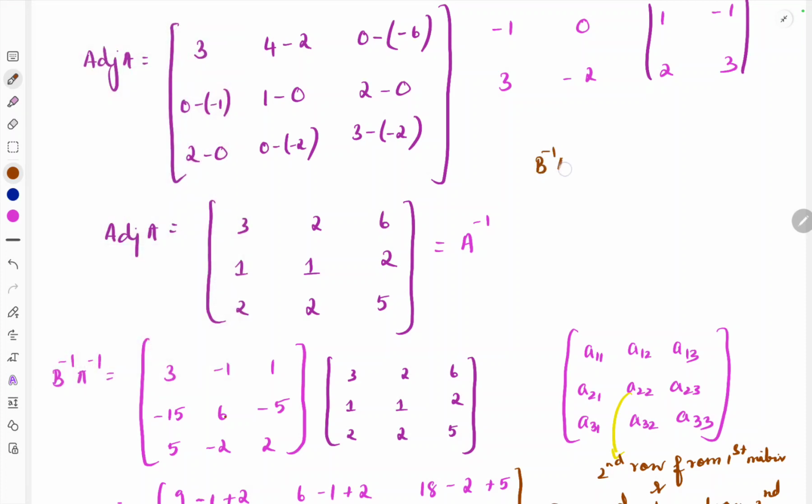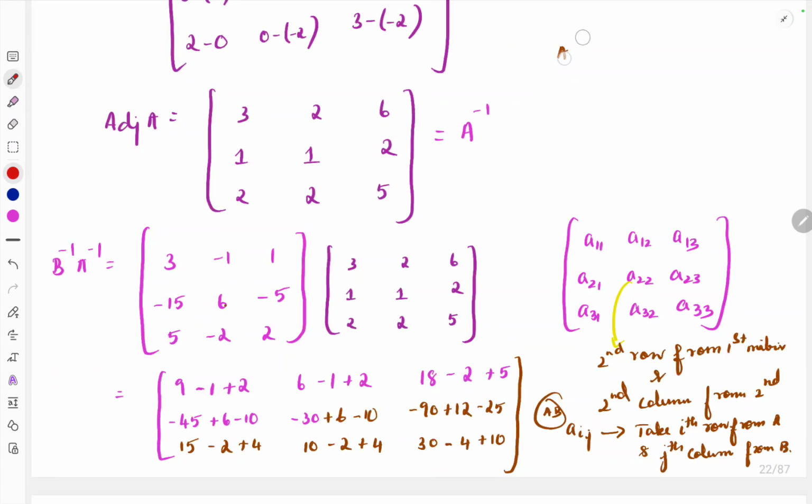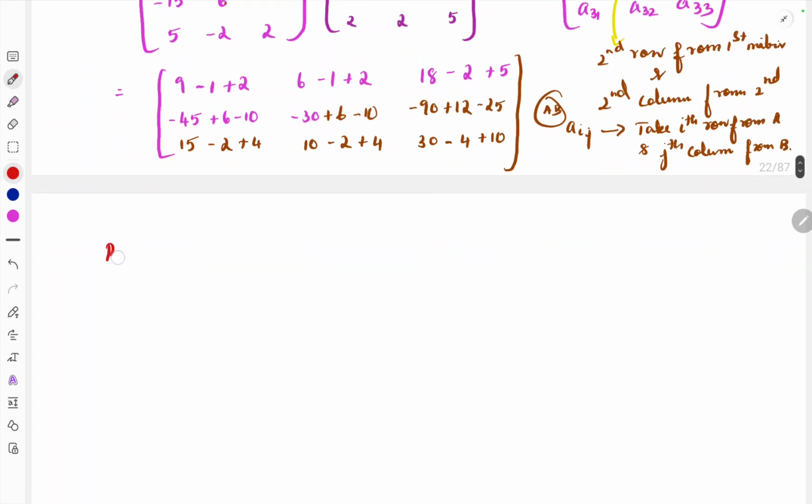B inverse into A inverse. This we have to simplify. So B inverse into A inverse is nothing but, so 9 minus 1 plus 2. So it will be equal to 10. 6 minus 1, 5. So 5 plus 2, it is 7. So 18 minus 2 plus 5. So it will be equal to 21. Next minus 45 plus 6. So minus 45 minus 10 is minus 55. So minus 55 plus 6 is minus 49.